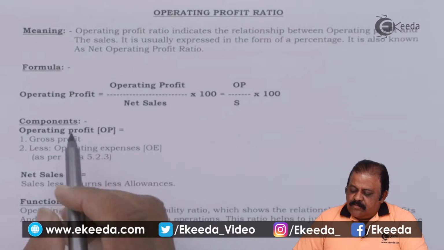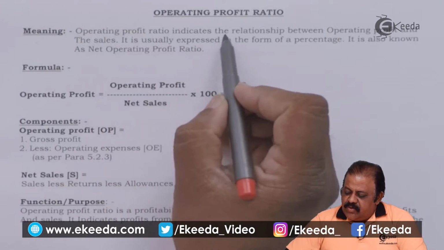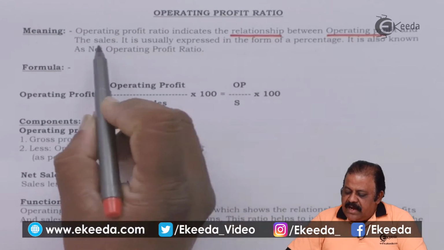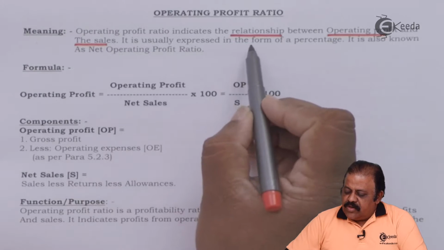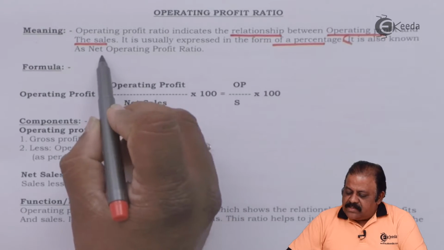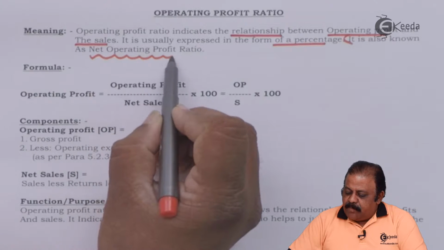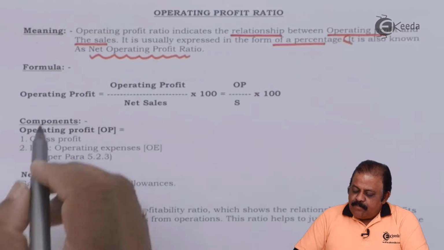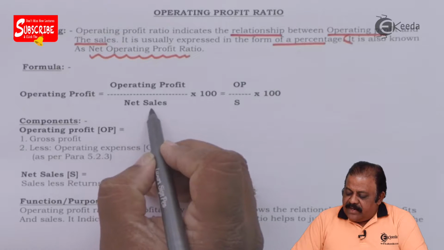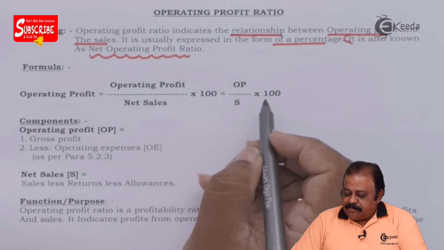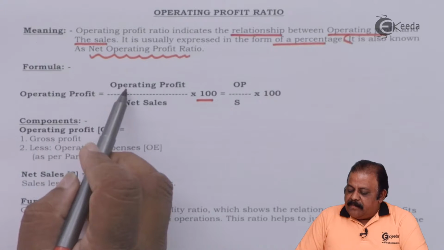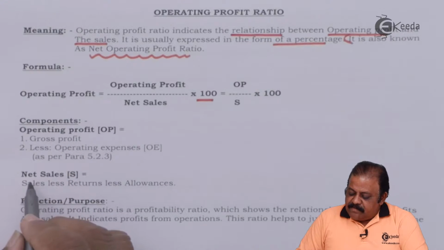Operating profit ratio indicates the relationship between operating profit and the sales. It is usually expressed in the form of percentage. It is also known as net operating profit ratio. Formula: operating profit ratio is equal to operating profit divided by net sales multiplied by 100. Components are operating profit and net sales.